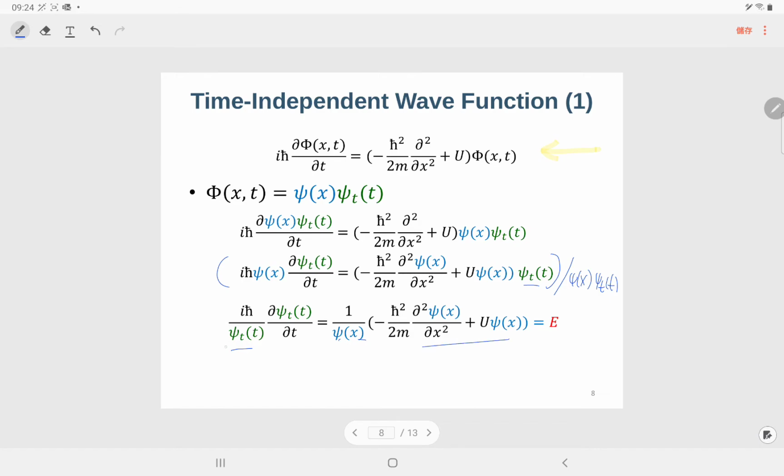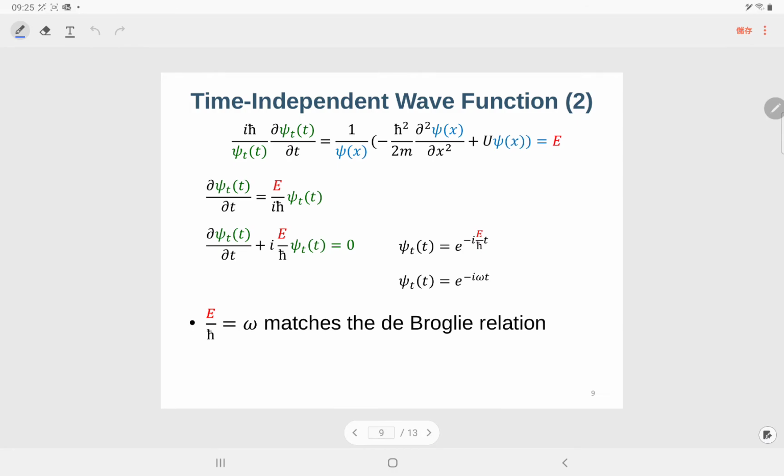And similarly, because on the left side is a function of time, on the right side is a function of x, and they are equal to each other, they should be a constant. And this constant is actually the energy. You can check the dimension. They should be an energy. So we move further. We make some simplification. This part equals E. This part equals E. So we have two separable ODEs.